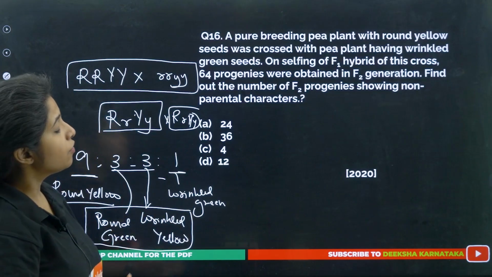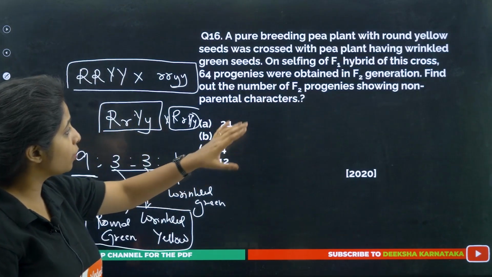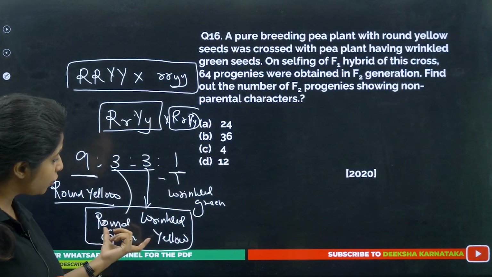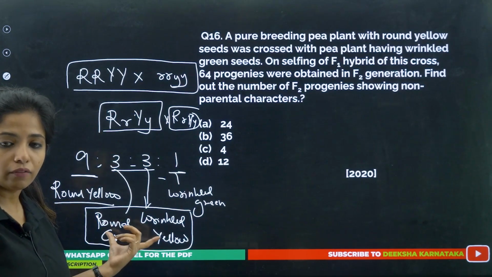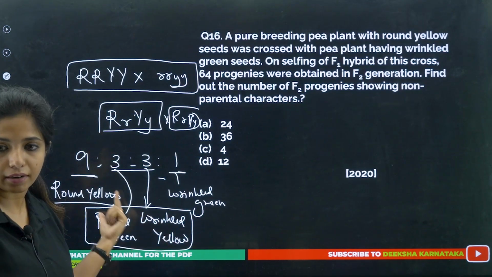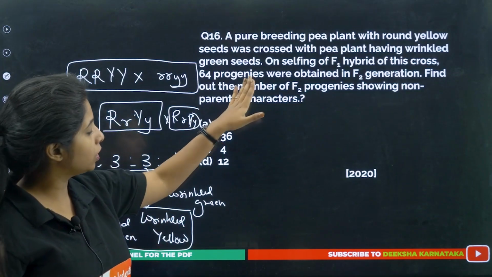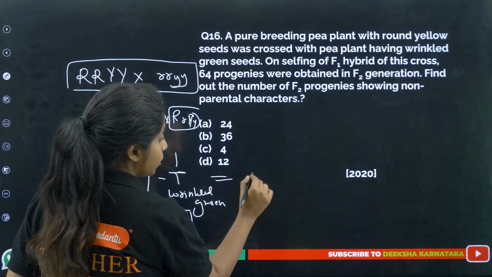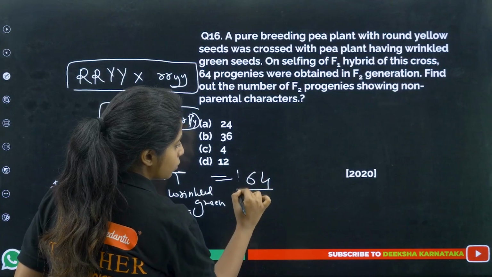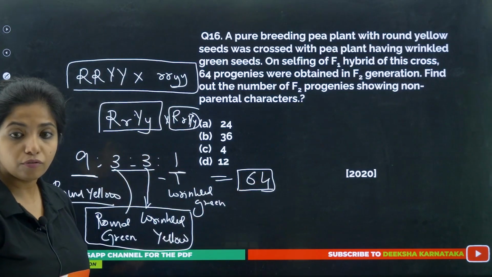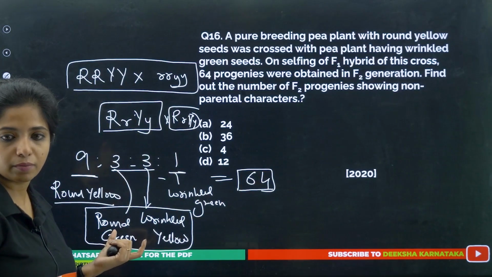And what does the question say? Find out the number of F2 progenies showing non-parental character. So you have to find the exact number of progenies which are going to show this character, non-parental. These are both parental character. This is non-parental, and you are given the total number of progenies. Total number of progenies when you did this experiment was 64. So how will you find this non-parental combination, my dear children?